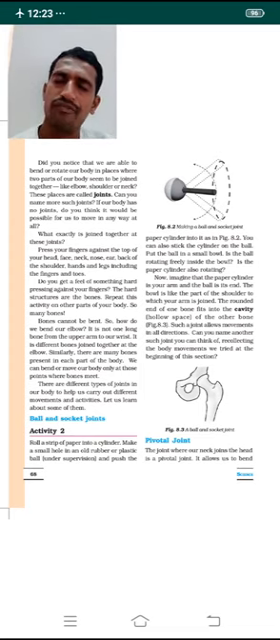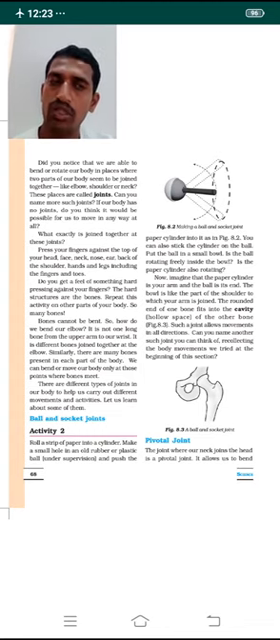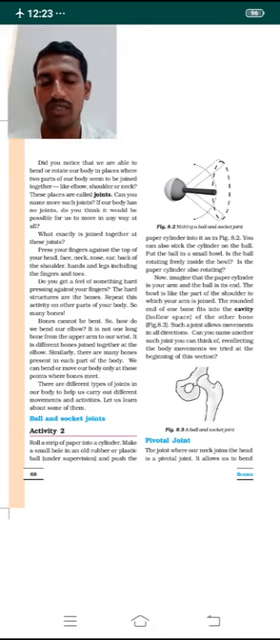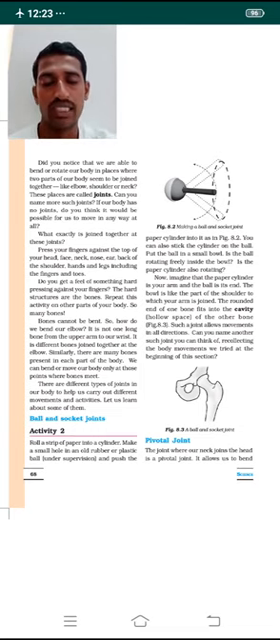So there are different types of joints present in our body, which help us to carry out different kinds of movements and activities. Different kinds of movements and activities are possible only because of the presence of different kinds of joints in our body. Now I am going to explain some of them. The first one I will explain in today's class is the ball and socket joint.